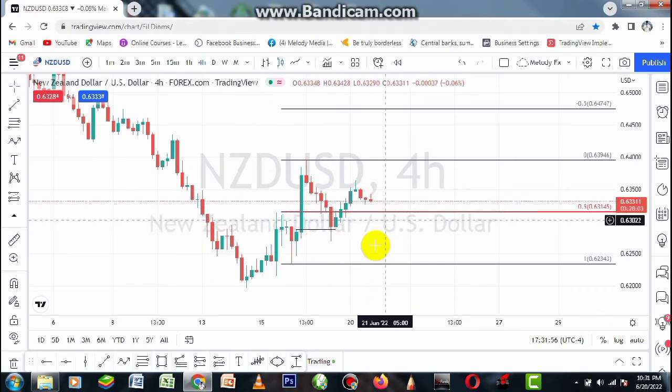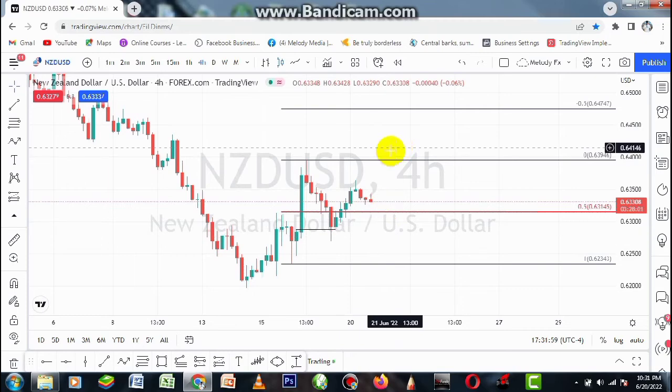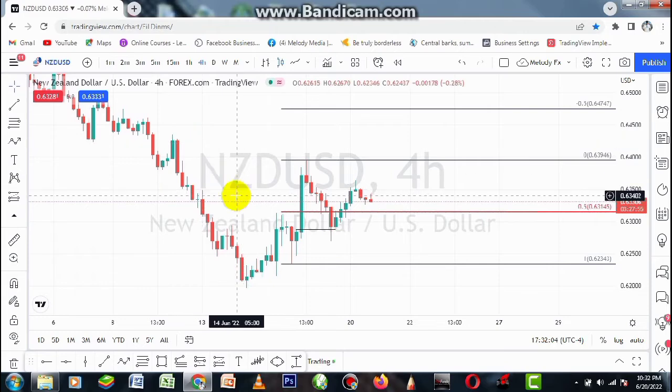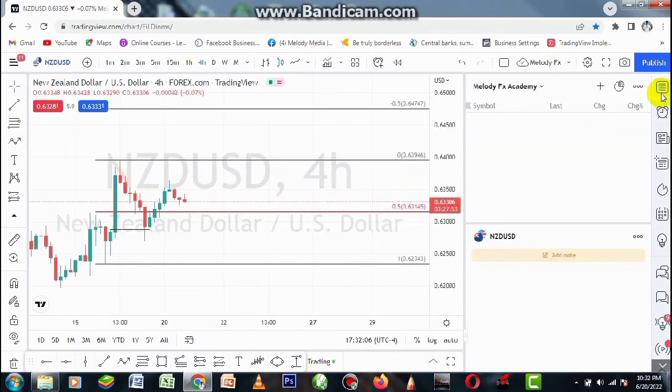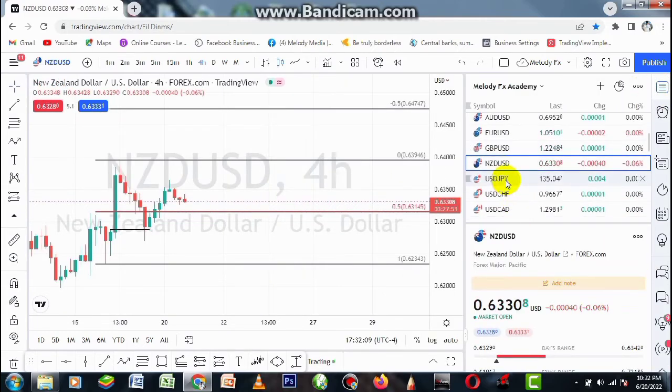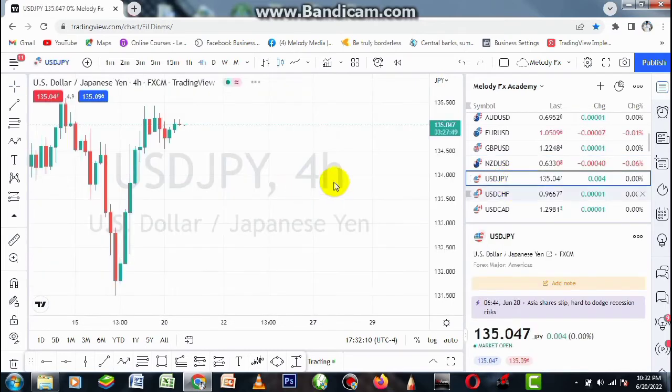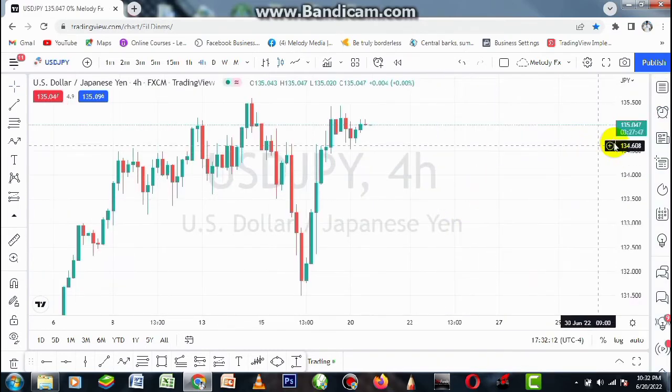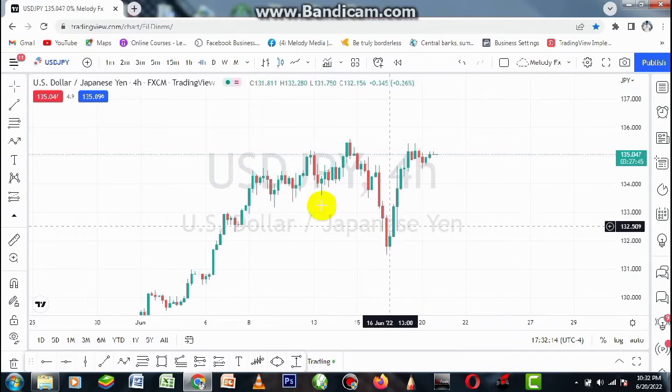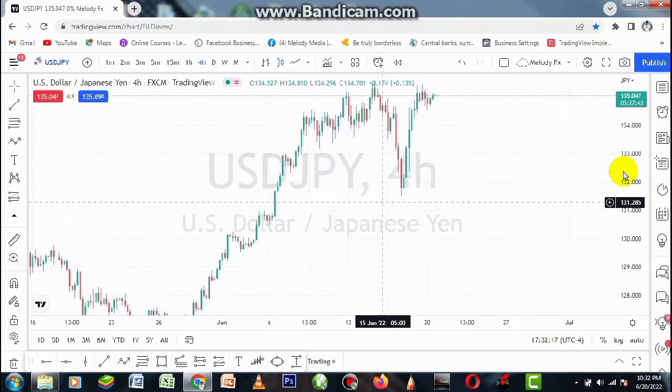Okay, as a dealing range up, price, as you can see, reacted off this fair value gap. And we have another shift in structure to the upside.